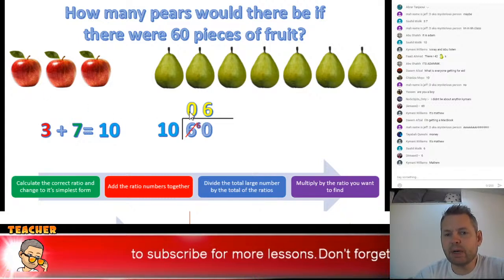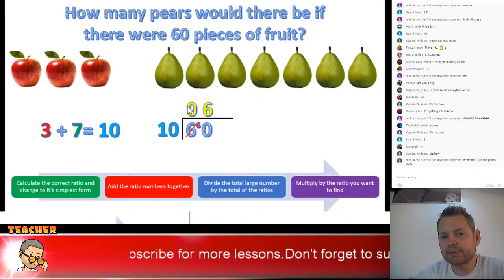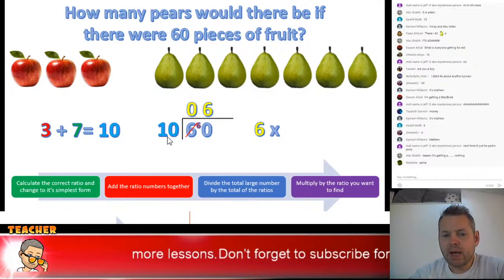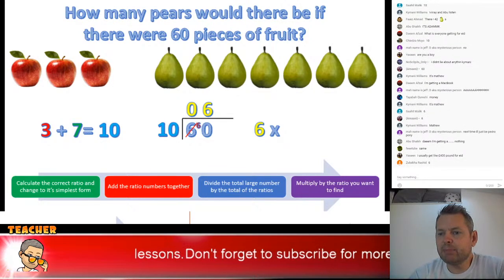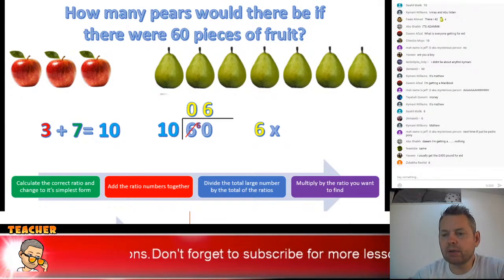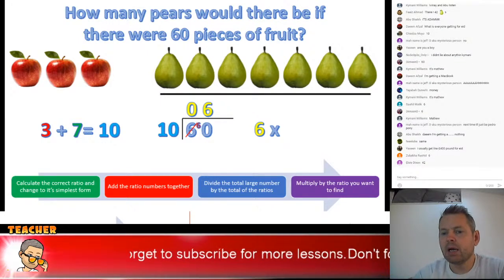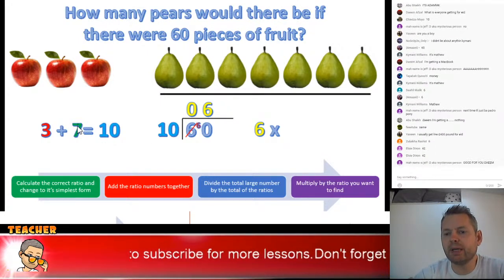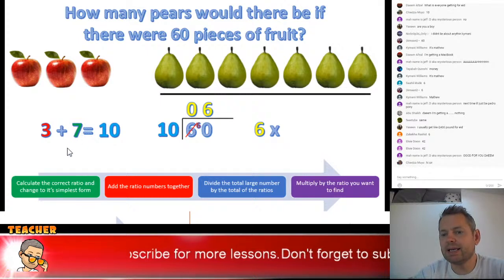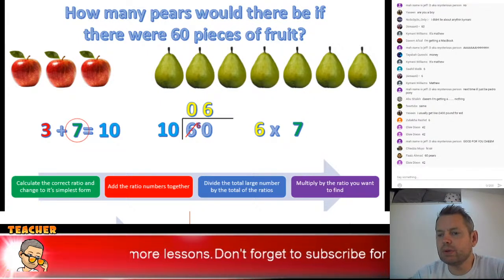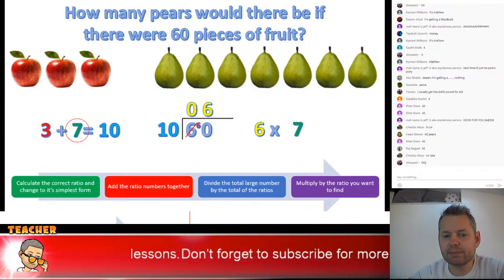The next bit is we are going to use this 6 again. We're going to use our 6. And it says, how many pears would there be? Well, we're looking at just the pears then. So in this case, we can count them and that's fine. But actually, looking at this number here, our 7 is how many pears we've got. So we're going to do 6 times 7.